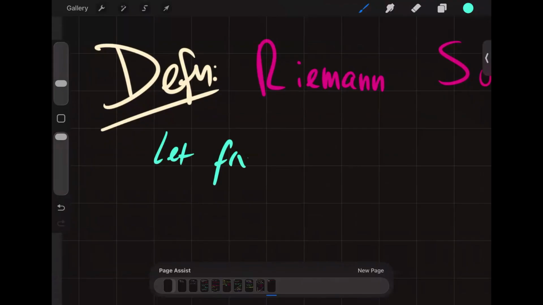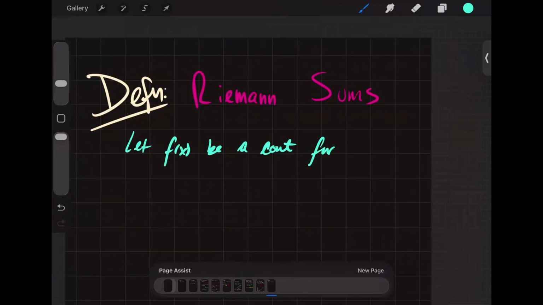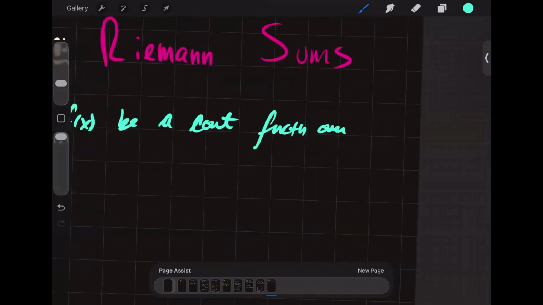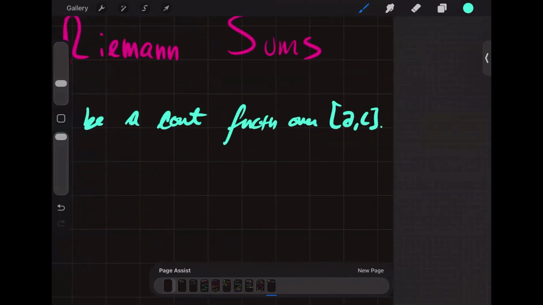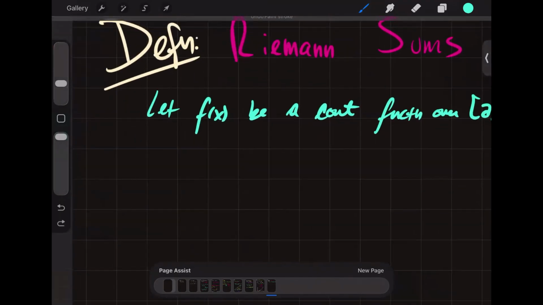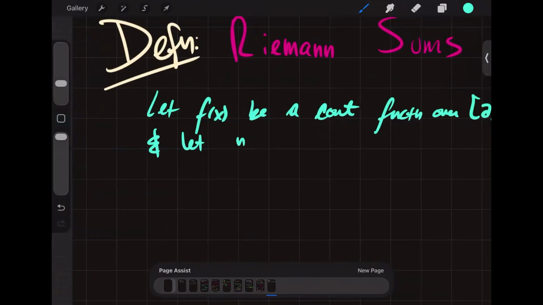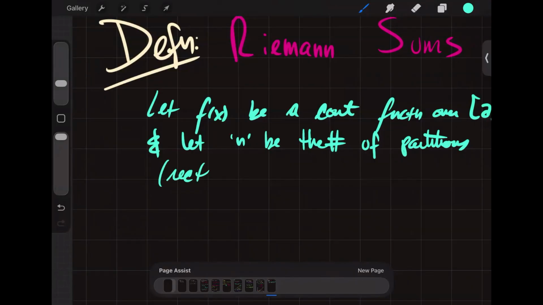Let f of x be a continuous function, because you can't really do it with discontinuous ones, right? Over the interval a comma c. And let n be the number of partitions or rectangles over a to c. We have a couple things.